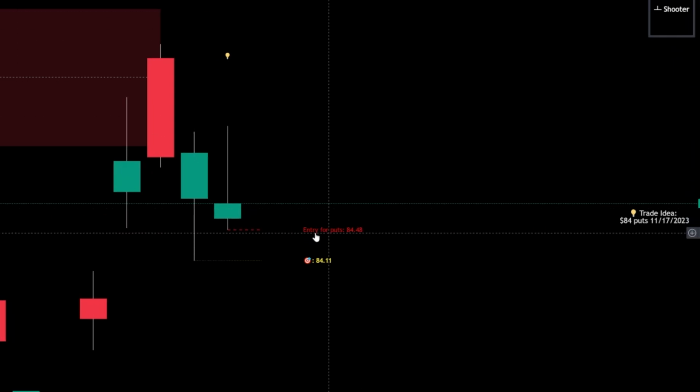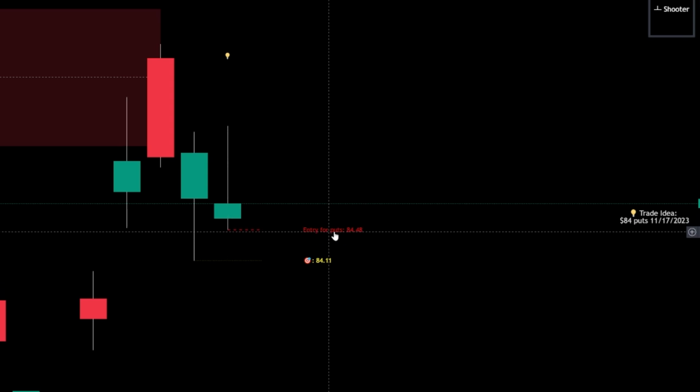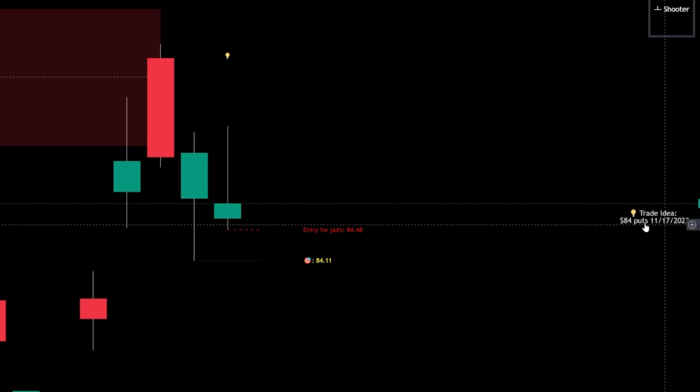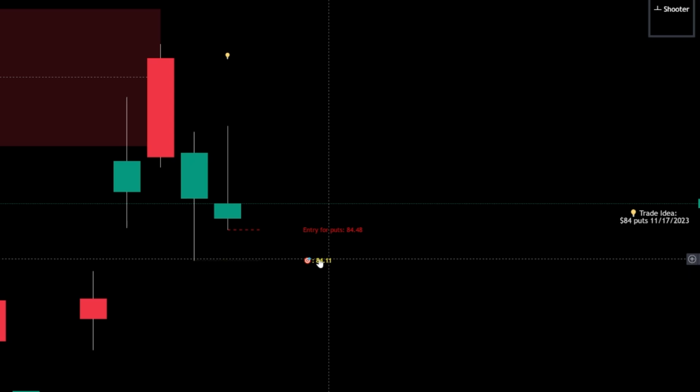We had an entry for puts potential here if we cross below this level. If we cross below this level, we would likely be looking at $84 puts for next week, November 17th. And we would be looking to try to reach this target down here at $84 to take some profit.